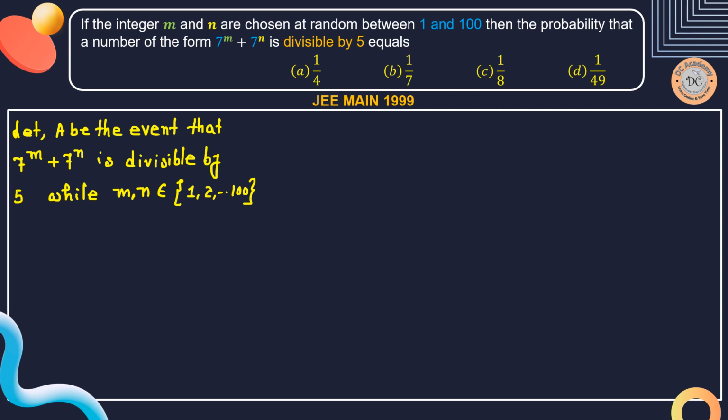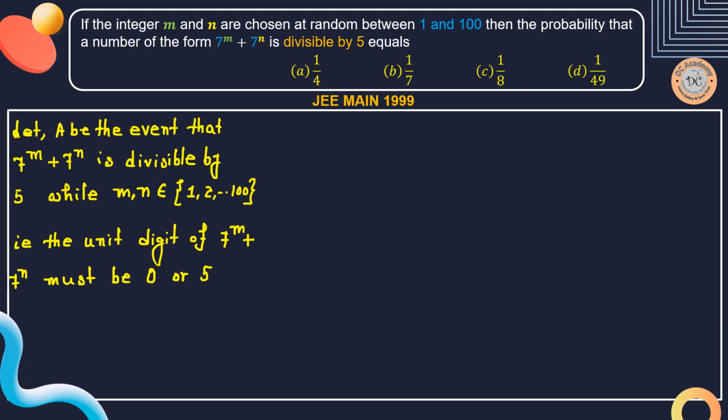Now, what is the condition? The number is divisible by 5. Therefore, we know that the unit digit must be 0 or 5. That's why we'll say that it is equivalent to saying that the unit digit of 7 to the power m plus 7 to the power n must be 0 or 5.